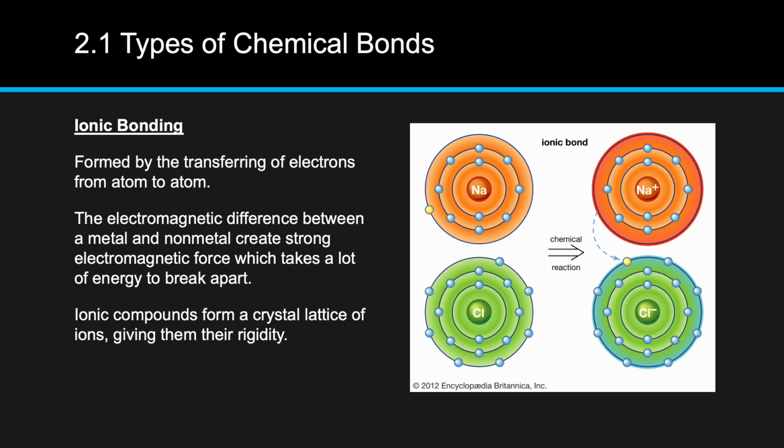So now let's move on to ionic bonding. Ionic bonds are formed when electrons are transferred from one atom to another, usually between a metal and a nonmetal. This transfer creates a positively and negatively charged ion that are strongly attracted to each other. And due to the difference in electronegativity, these strong electrostatic forces are going to require a lot of energy to break apart. And they're going to arrange themselves into a crystal lattice structure, which explains their rigidity and their high melting points.